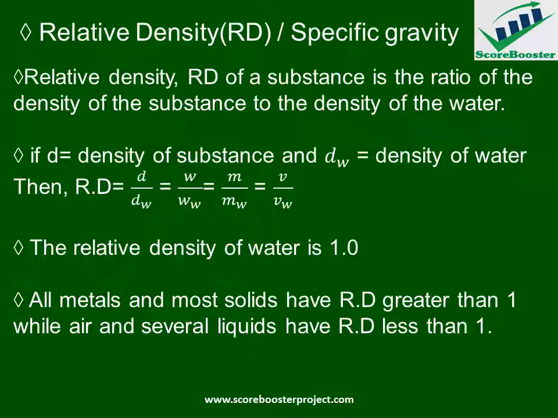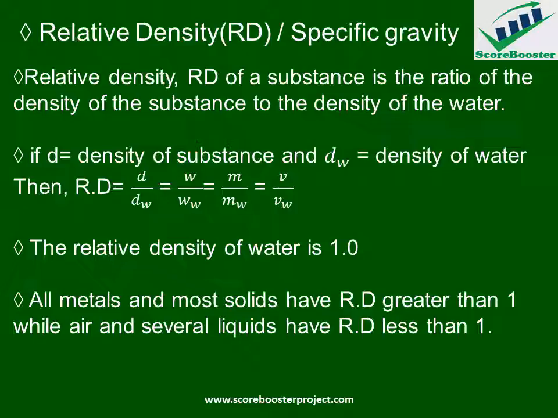If the density of a substance is equal to D and dW equals density of water, then we can say the relative density equals D over dW, which will also be equal to the weight of the substance over weight of equal amount of water, which is also equal to mass of the substance over mass of equal amount of water. It can also be equal to volume of substance over volume of equal amount of water.